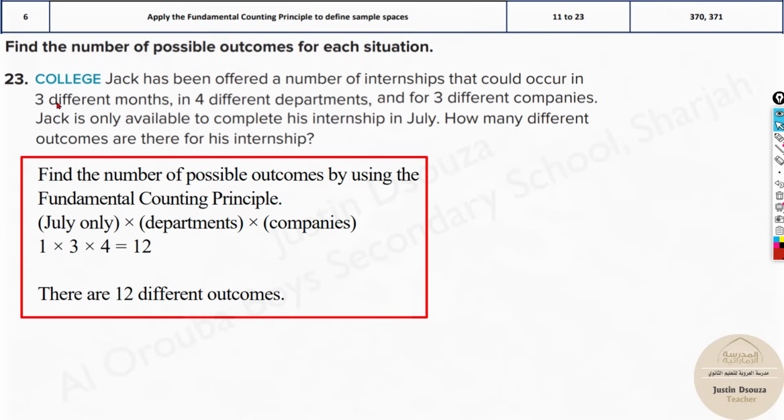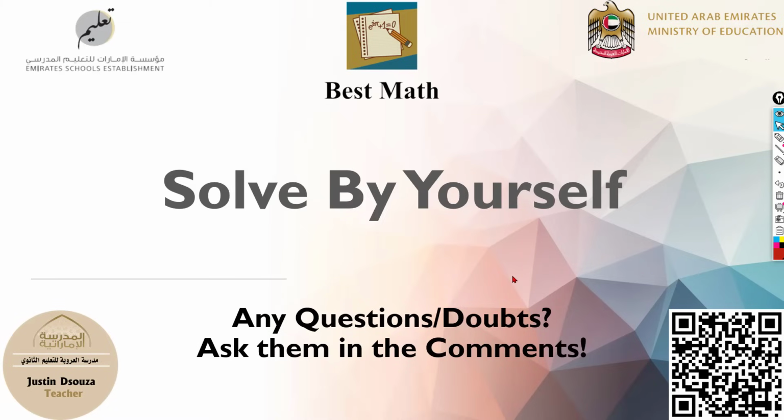So we have to just multiply all the possibilities. 1 times 4 times 3. See, it's July only. Therefore month becomes only 1. Departments are 4. Sorry, the companies are 3, departments are 4. The answer is 12. And that's the end of this topic.